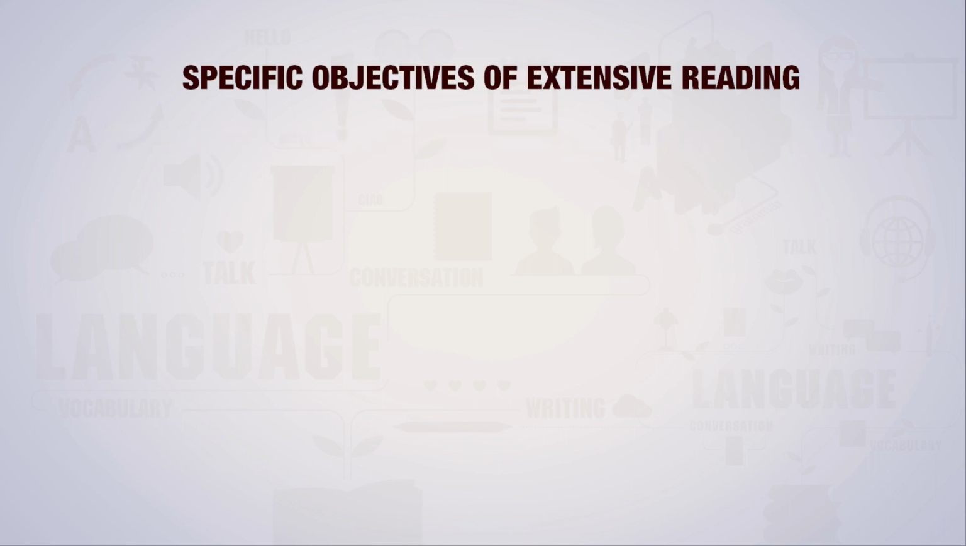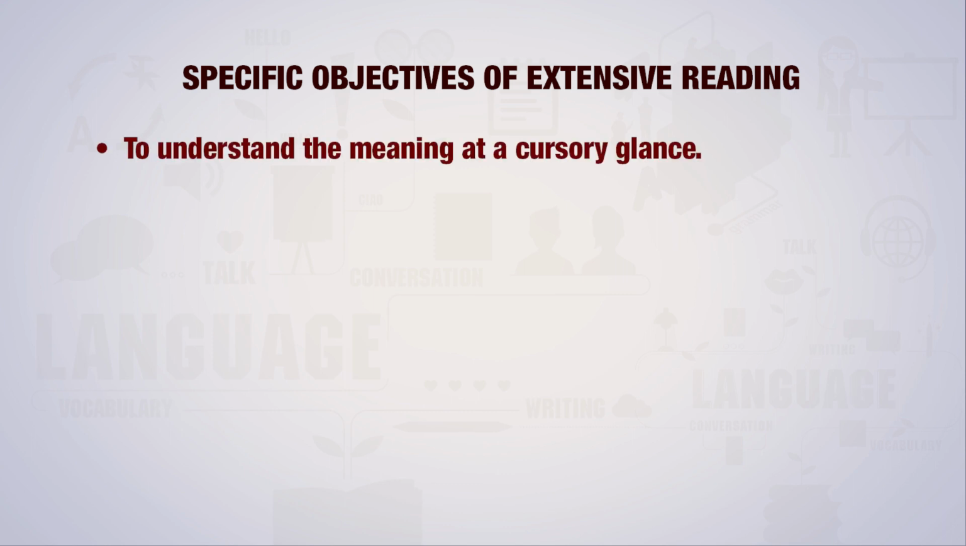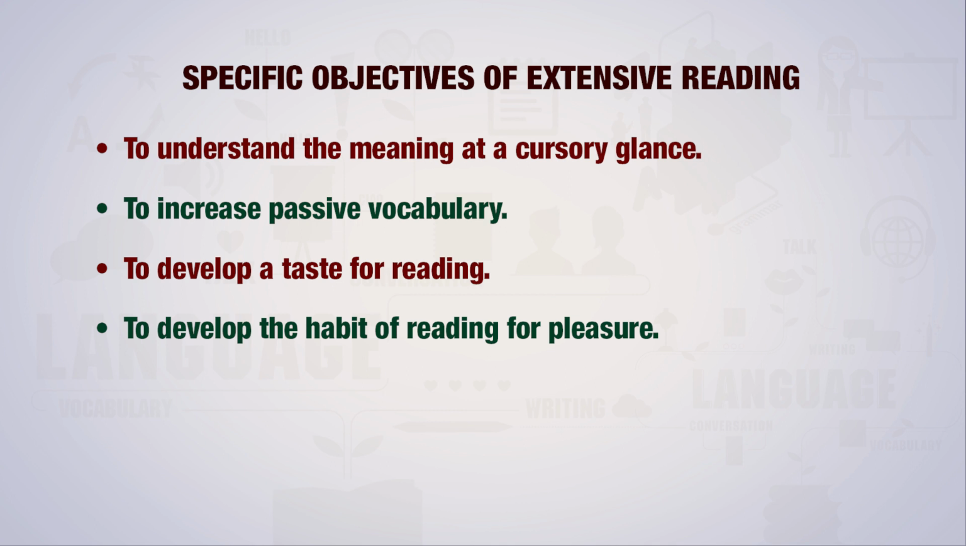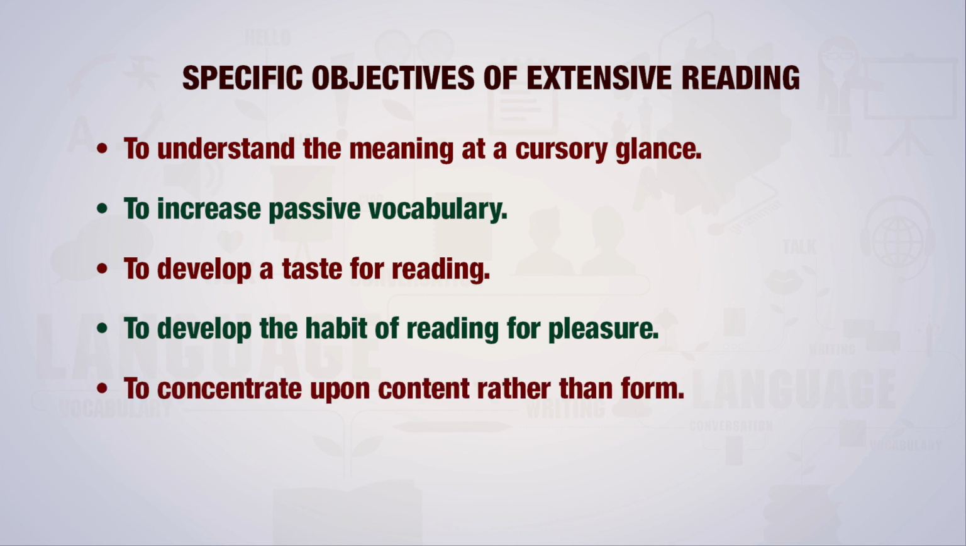The specific objectives of extensive reading are: number 1, to understand the meaning at a cursory glance; number 2, to increase passive vocabulary; number 3, to develop a taste for reading; number 4, to develop the habit of reading for pleasure; number 5, to concentrate upon content rather than form. So the term extensive reading means to read silently and quickly. It trains the reader to understand the subject matter efficiently.